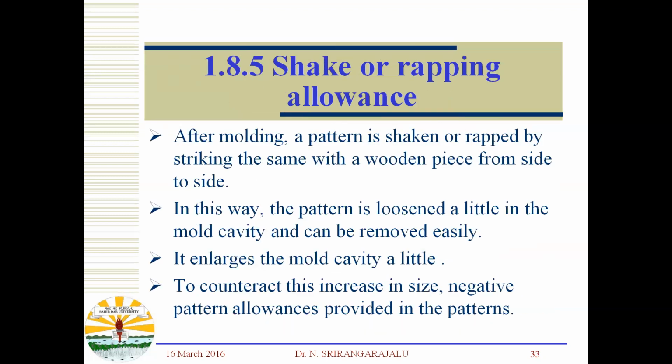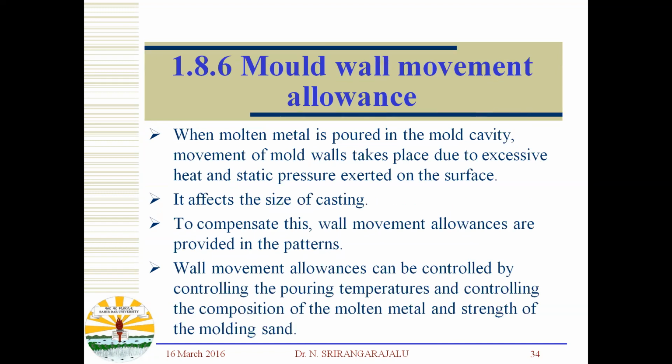Next, the shake or wrapping allowance. After molding, a pattern is shaken or rapped by striking it with a wooden piece from side to side. In this way, the pattern is loosened a little in the mold cavity and can be removed easily. It enlarges the mold cavity a little. This increase in size is a contrast to the others, so negative pattern allowance is provided in this pattern. Shake or wrapping allowance is the negative allowance. All the remaining allowances are positive.